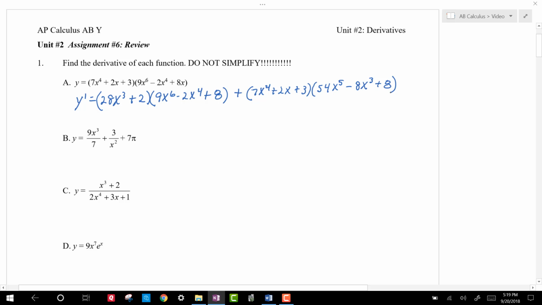All right, the next one here. Before I do anything here on this one, I am going to rewrite this. I like my fractions written like this: 9/7 x to the third power. In the second piece here, I'm going to bring x squared up into the numerator, so this is going to be 3 times x to the negative 2 plus 7 pi.